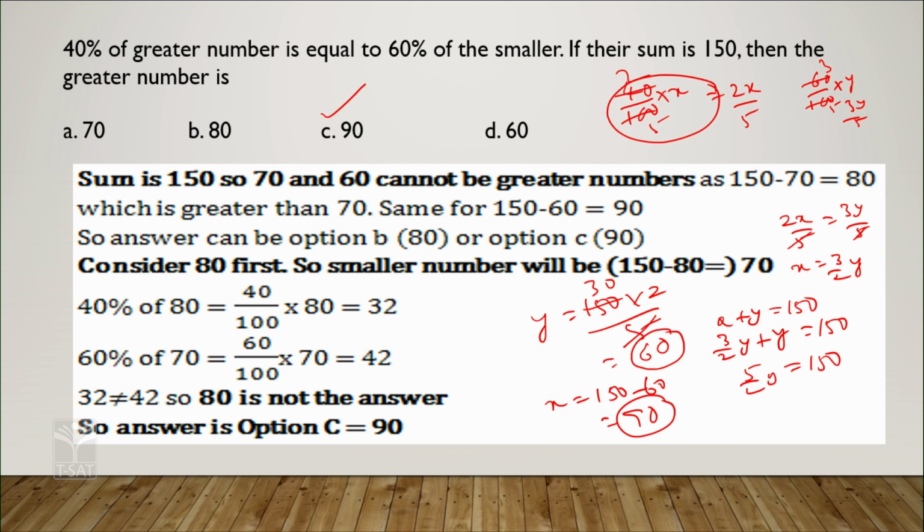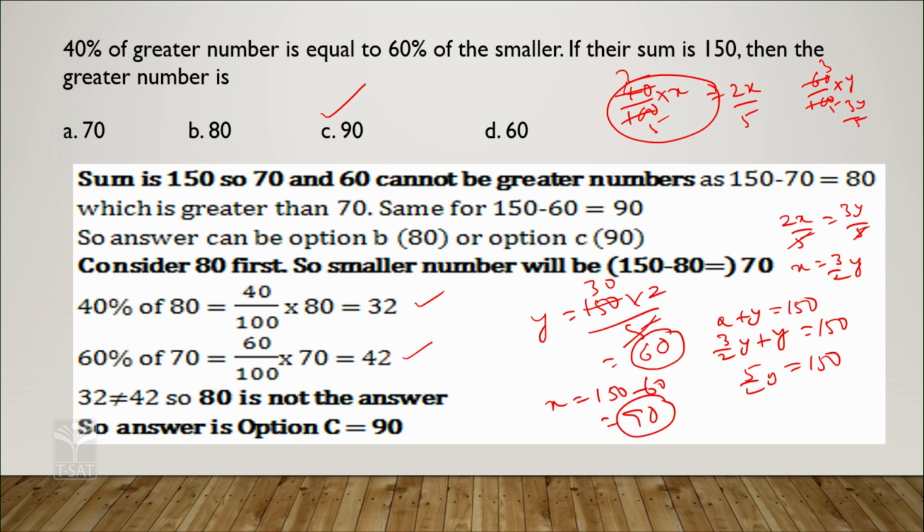Clear? See, which is greater, 90. So, we will take the first one as 80, the greater number is 80. We can calculate 40% of 80, which means 32, and 60% of the smaller number. When it is 80, the other number should be 70, and 60% of 70 means 42.